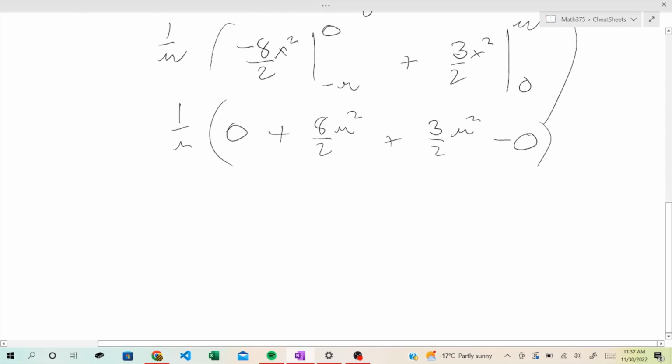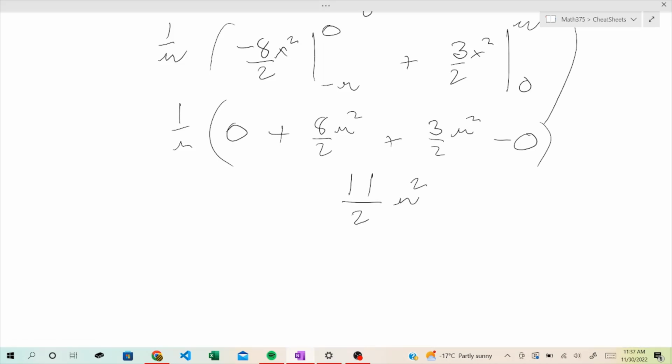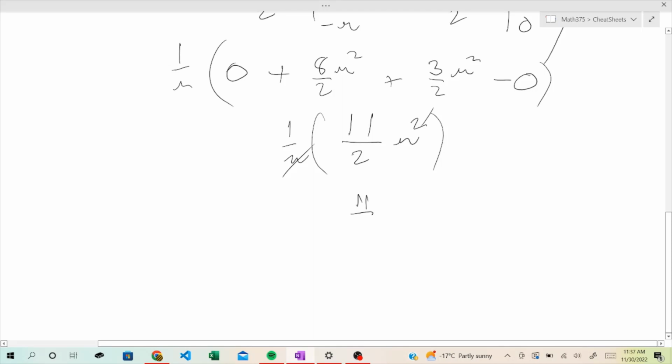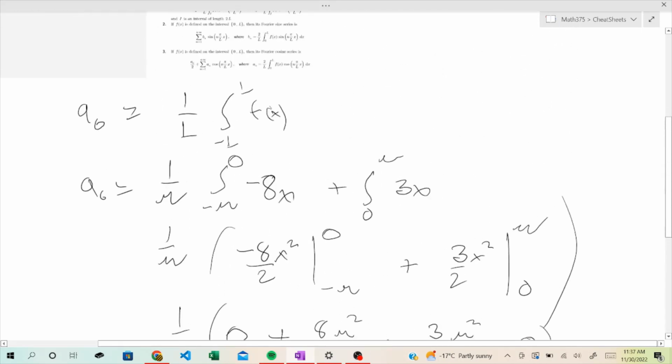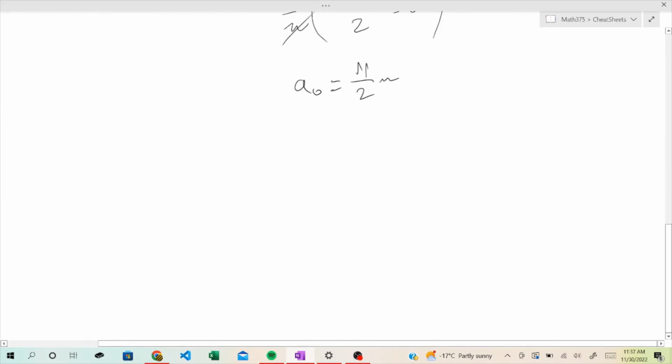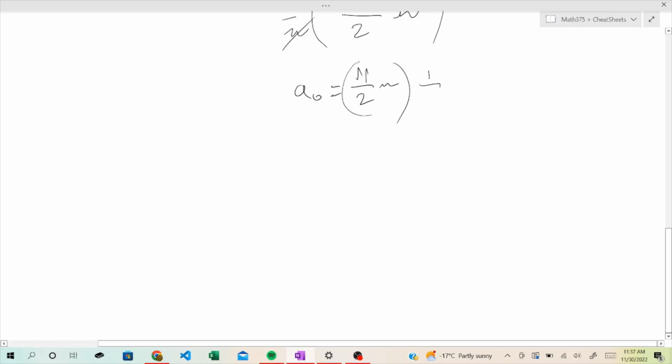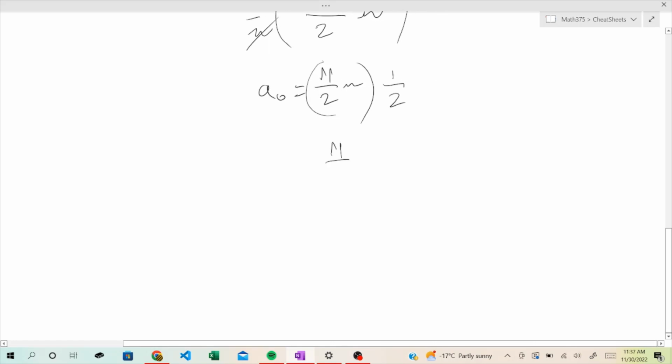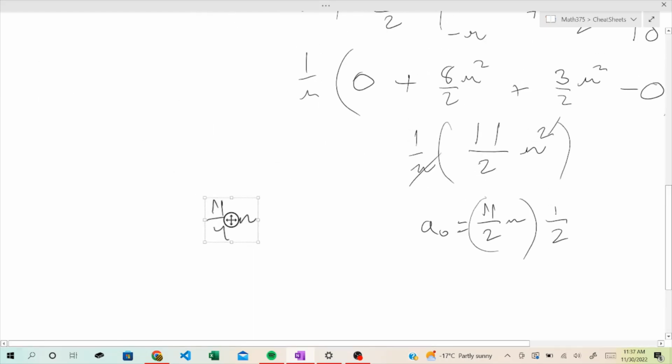This becomes 11 over 2 pi squared, multiplied by 1 over pi. One of these will cancel, so this becomes 11 over 2 pi, that's a0. In the equation though, a0 is divided by 2, so you're just going to want to multiply this by 1 over 2, so it becomes 11 over 4 pi. And that's what you put in for the equation.